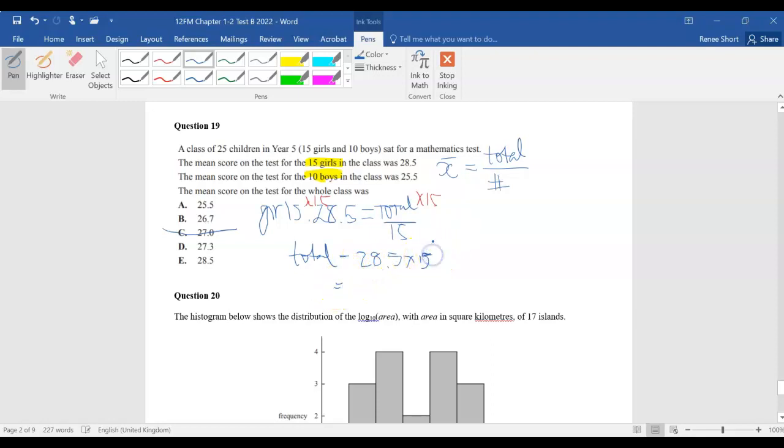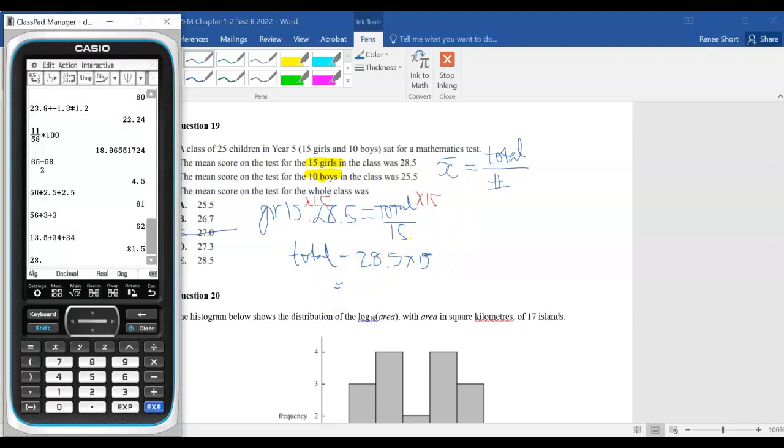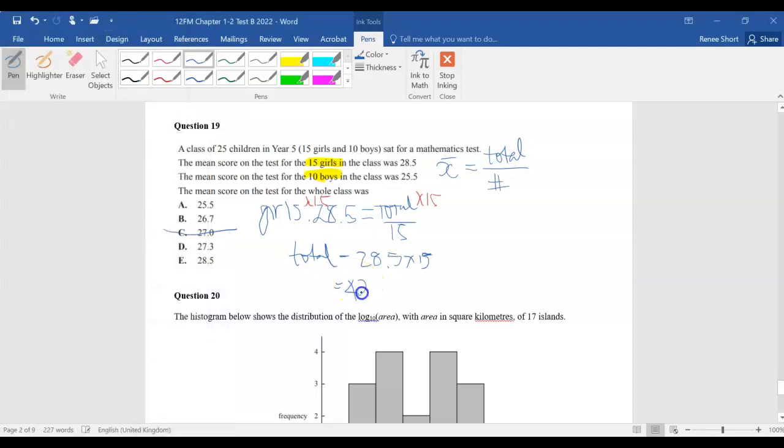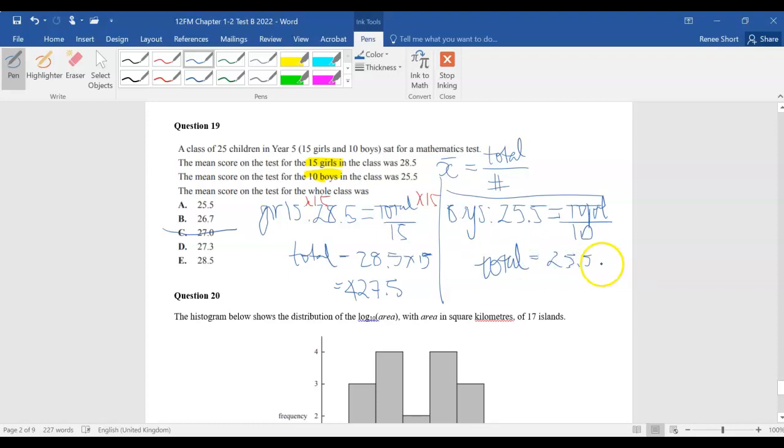Sorry about my pen, it's just having a moment. So 28.5 times 15 gives us 427.5. Now, if I do the same thing for the boys, their average of 25.5 comes from taking the total of all their scores and dividing it by 10. So the total for the boys comes from then doing 25.5 times by 10, and that will be 255.